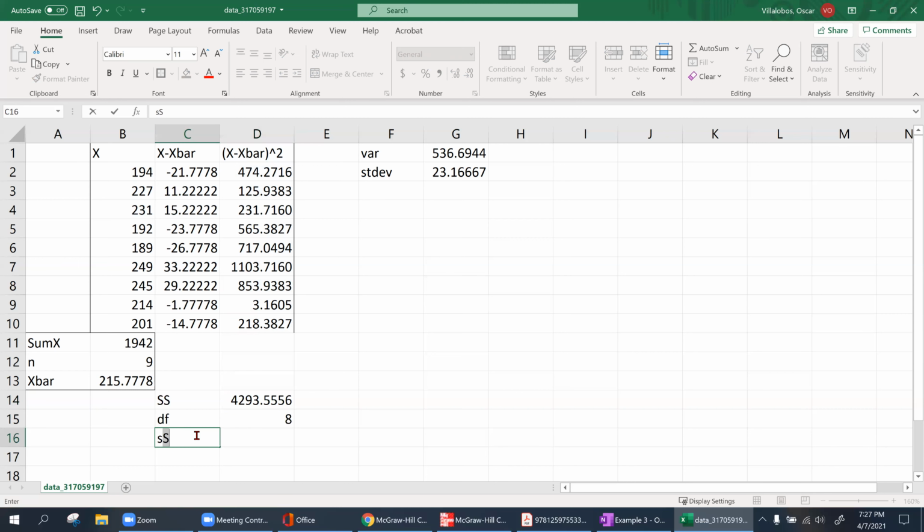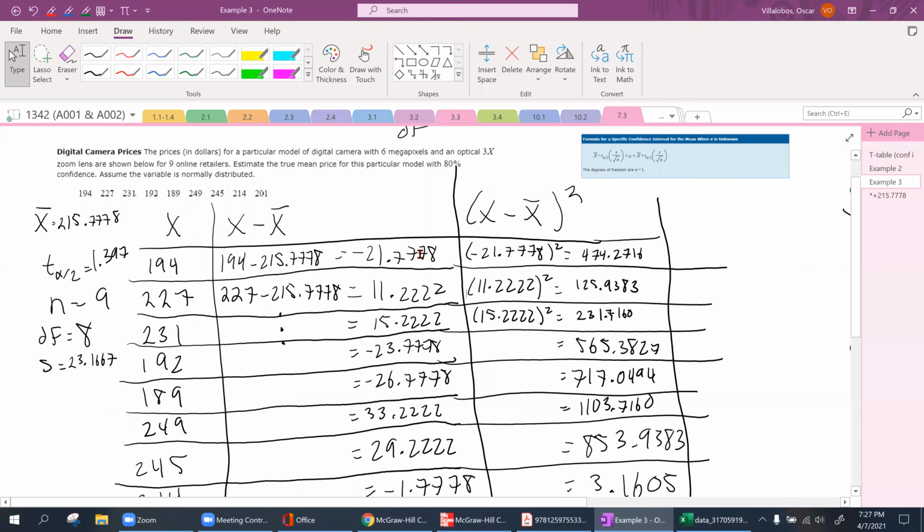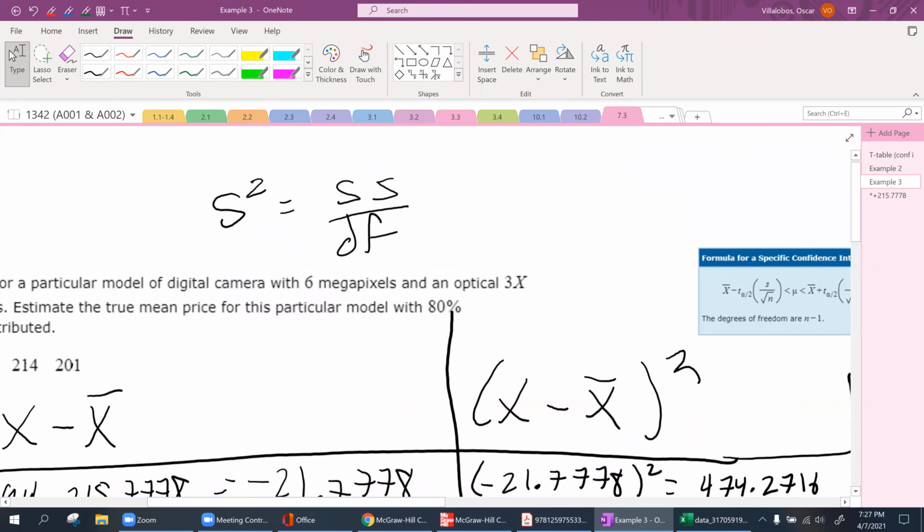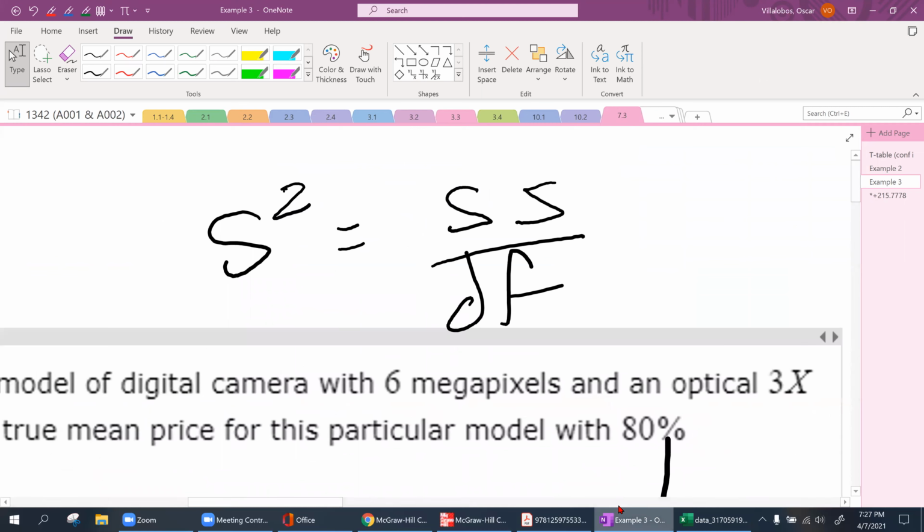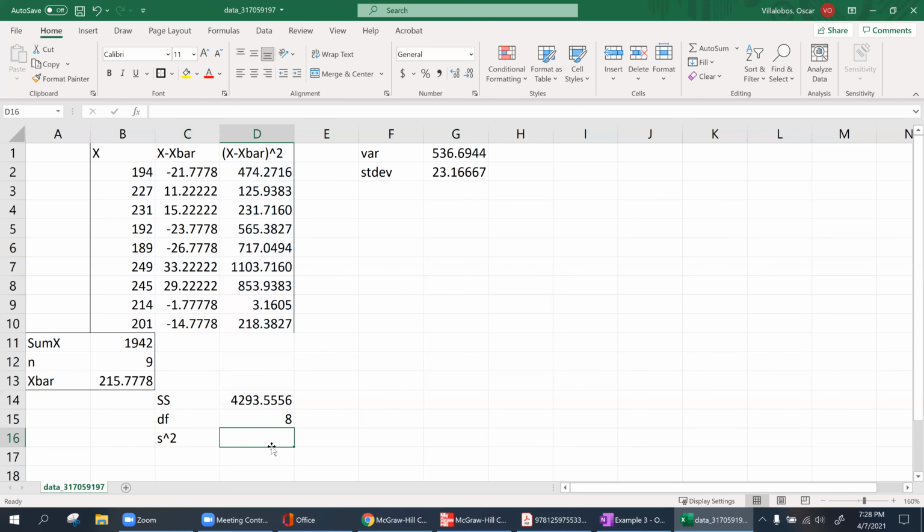Meaning that formula, S squared, what was that formula? S squared, my variance, is the sum of squares divided by the degrees of freedom. Meaning this here is going to be this value divided by that value. Okay, so this is my variance. And hey, compare these two. The code that you put in automatically, it's the same thing.